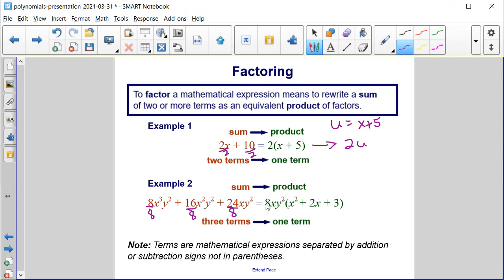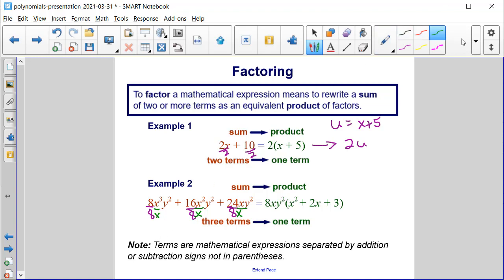So we stick that common factor out, and then we divide each of the terms by 8, and we would be left with 1, 2, and 3, which are the coefficients of the terms remaining in the parentheses here. Now let's look at our x's. We have x cubed, x squared, and x. The lowest power of x that I can divide by is the first. So we're going to divide each of these by 1x.